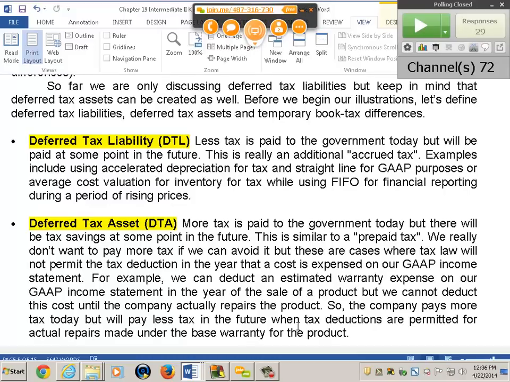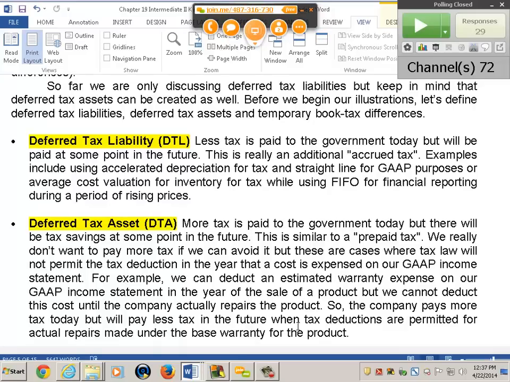It becomes taxable when you have an unfavorable book tax difference. Deferred tax asset, you pay more now. Not because you want to, because you have to. You can't deduct the bad debt expense until the account is uncollectible. You cannot deduct warranty expenses unless you fix the product. So you have more expenses on your books, less for tax, you pay more tax.